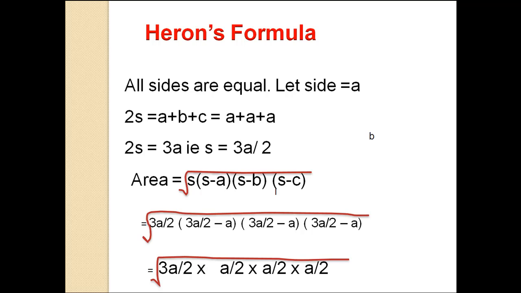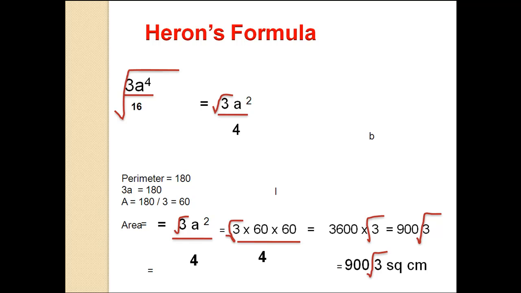That is square root of 3a by 2 into a by 2 into a by 2 into a by 2. That is root of 3a raised to 4 by 16. That is root 3 a square by 4. Perimeter is 180. 3a equal to 180, a equal to 180 by 3, which is 60.